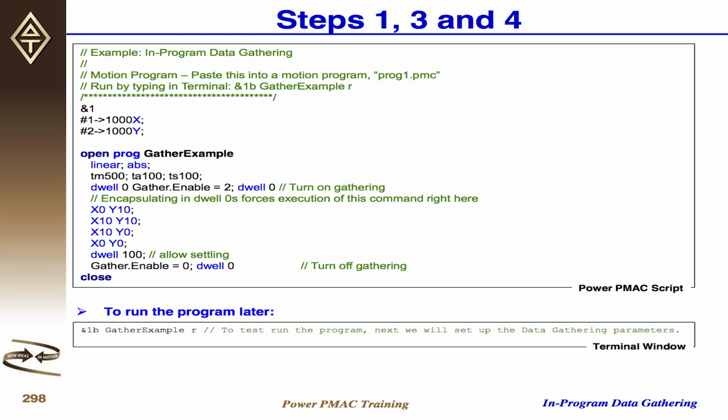You can't use synchronous variable assignment with gather.enable. Normally you'd be able to do the double equal thing, but it doesn't work for gather.enable. I've tested it. And then right after you do gather.enable equals 2, dwell 0, you can execute your relevant motion, and then at the end of the program, you have some form of dwell, gather.enable equals 0, and then there actually should be a dwell 0 at the end here for robustness.